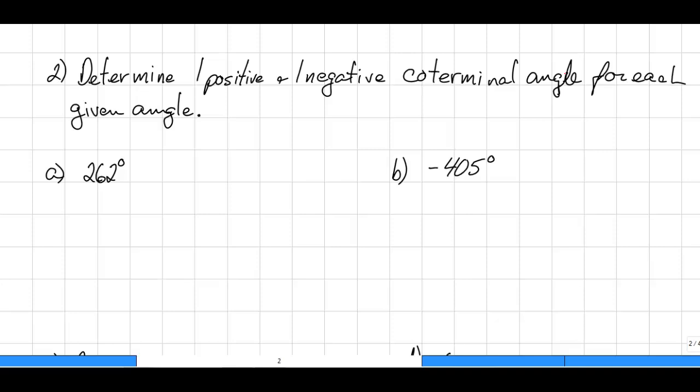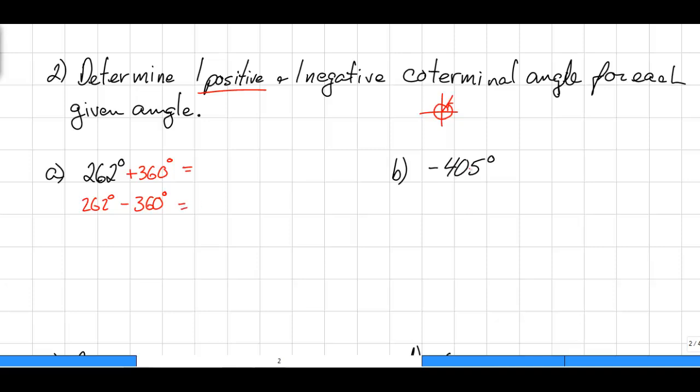Now in question 2, we're asked to determine one positive and one negative coterminal angle for each given angle. So if I've got 262, I can get a coterminal angle. Remember that a coterminal angle is, if this was my terminal arm, going around a full circle and coming back to it. So it'd be like taking whatever the first angle was and adding 360 to it. So to get a positive coterminal angle, I'll add 360. And to get a negative coterminal angle, I'll subtract 360. So whatever those answers are, you can check them out.